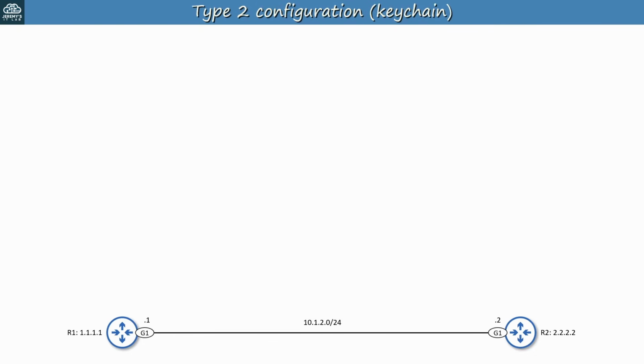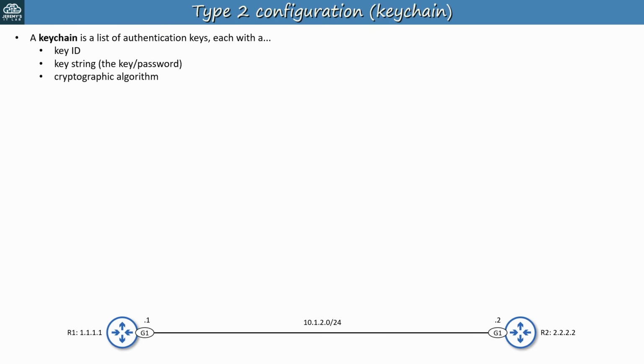For the final topic, let's look at how to configure OSPF authentication using keychains. A keychain is a list of authentication keys, each with a key ID, a key string, which is the key itself, and a cryptographic algorithm. And multiple algorithms are supported, not just MD5. Here are the basic commands you need.